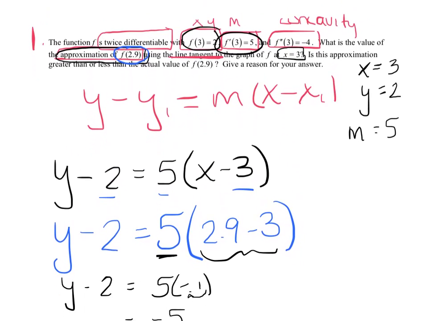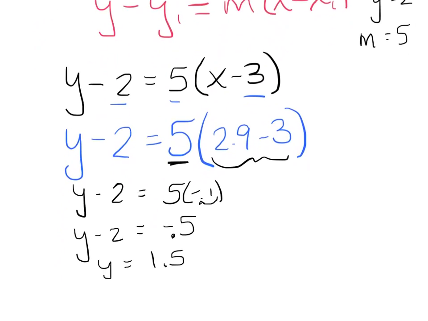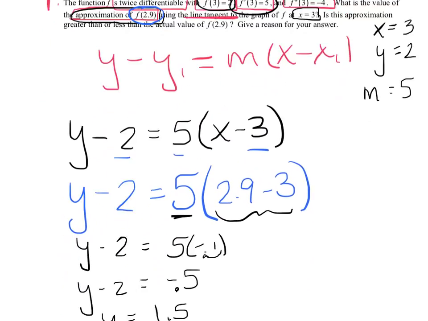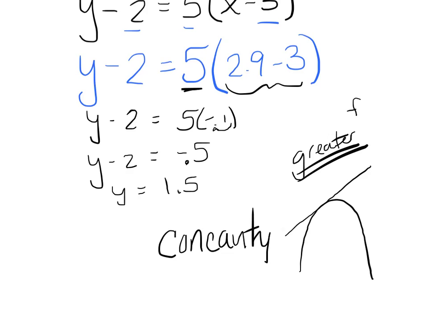Alright, back to the second part of the question. It says, is this approximation greater than or less than the actual value at 2.9? So all I do is I think about what they've given me. I have this tangent line, and I need to know the concavity. That's the whole key. And if I quickly look back, they told me something about f double prime, and they told me that at 3 it's negative 4. Well, what they're implying is if my concavity is negative 4, that's strictly saying I'm concave down. Therefore, at 2.9, my tangent line would definitely have to be greater than. And again, what's my justification? That at f prime of 3, f double prime of 3, we are concave down.